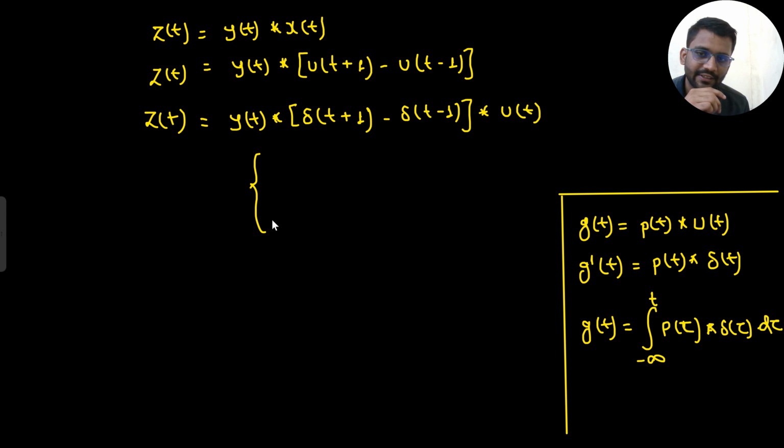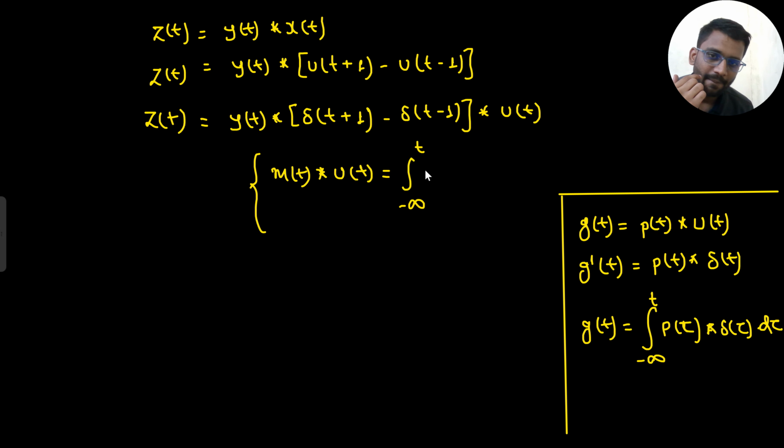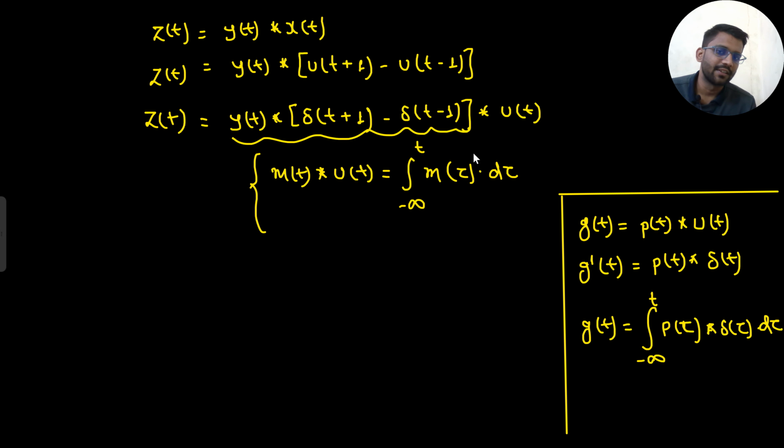Because convolution with any function, let's assume the function is m of t, convolution with u of t is running integration only. Do you know this point? If you are convolving any function with a step function, that means you are taking running integration of that from minus infinity to t. So eventually we need to take running integration of this function, right? So I just convolve it with u of t. Are you getting my point? So this is what I can do as well.